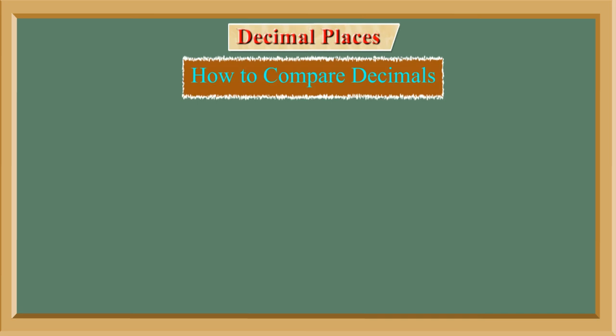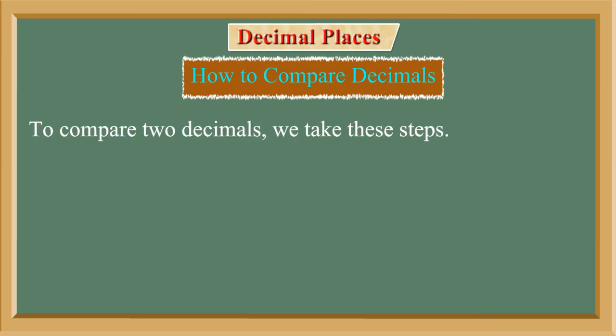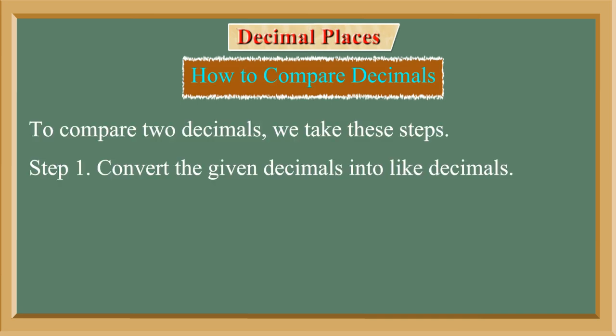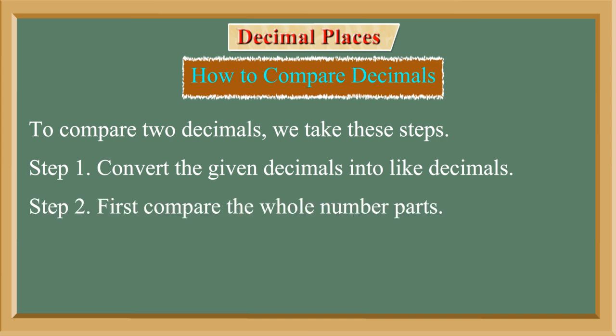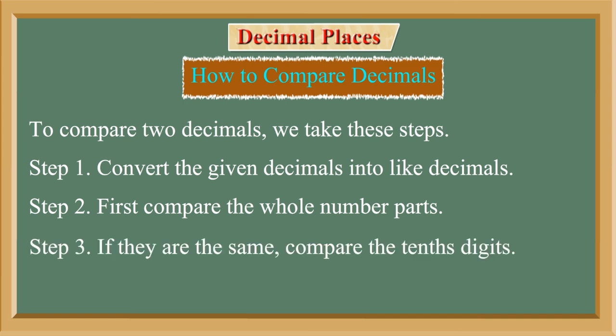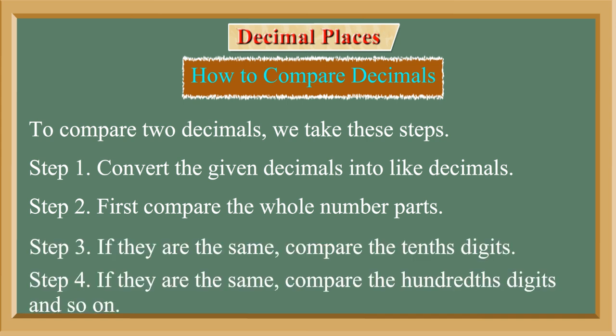How to compare decimals? To compare two decimals, we take these steps. Step 1. Convert the given decimals into like decimals. Step 2. First compare the whole number parts. Step 3. If they are the same, compare the tens digits. Step 4. If they are the same, compare the hundredths digits and so on.